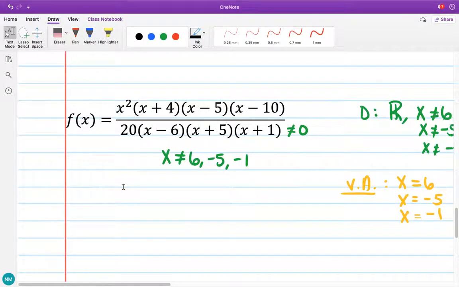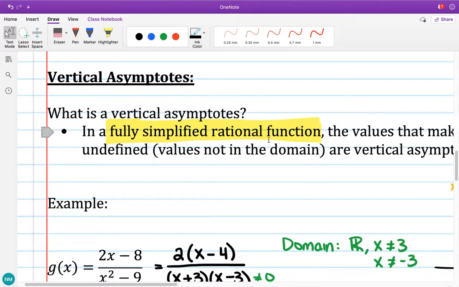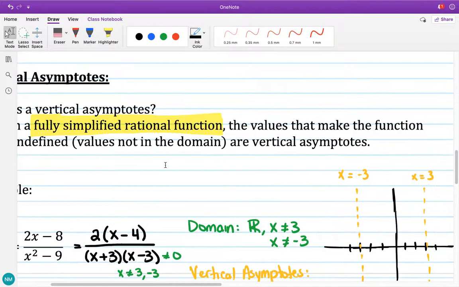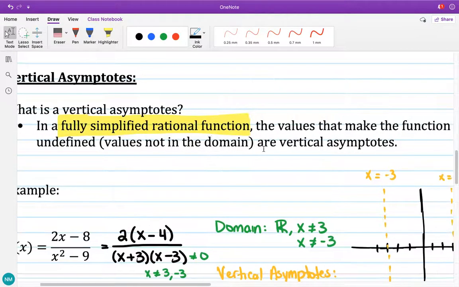So again, just a really quick recap. In a fully simplified rational function, the values that make the function undefined, or the values that are not in the domain, are our vertical asymptotes.